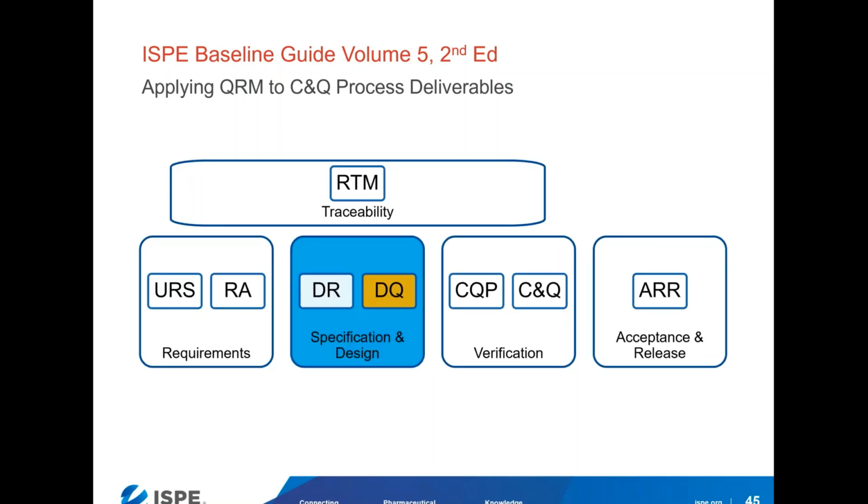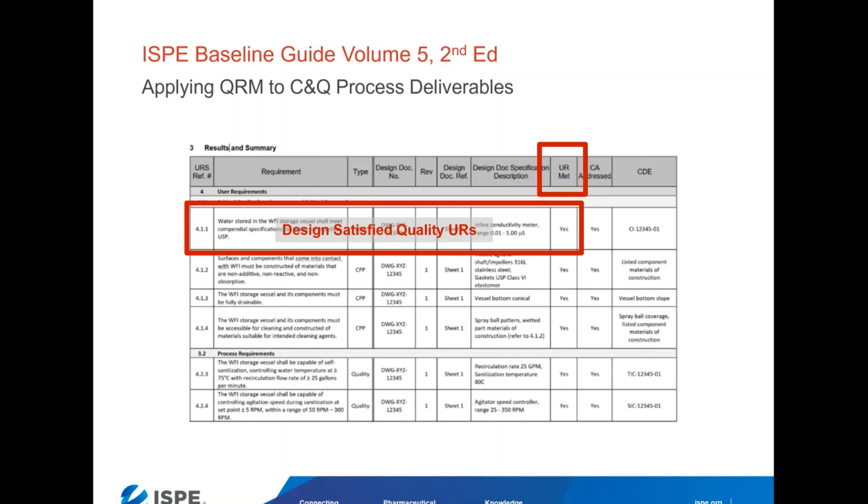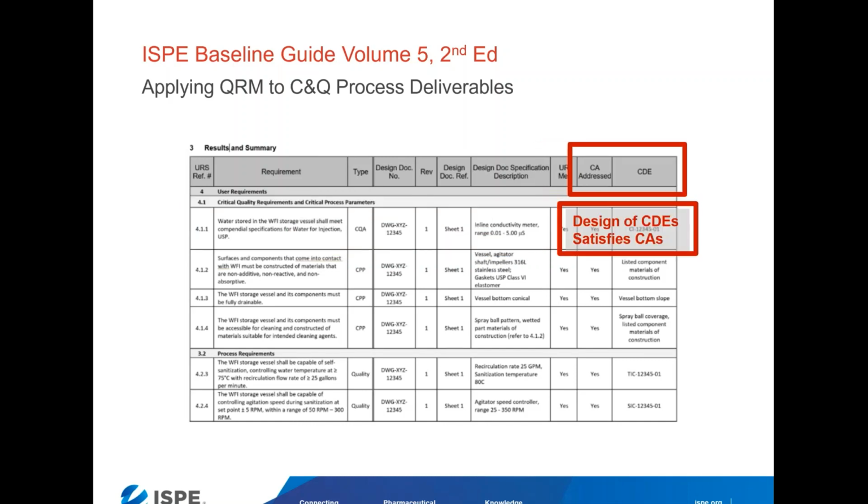We then, once we have a final approved design, from that final trace matrix that traces the design to the URS, we can extract the data that we need for design qualification, which looks pretty much like this. As you can see, we're documenting that the design has satisfied the quality user requirements. We're documenting that the design of critical design elements satisfies critical aspects.